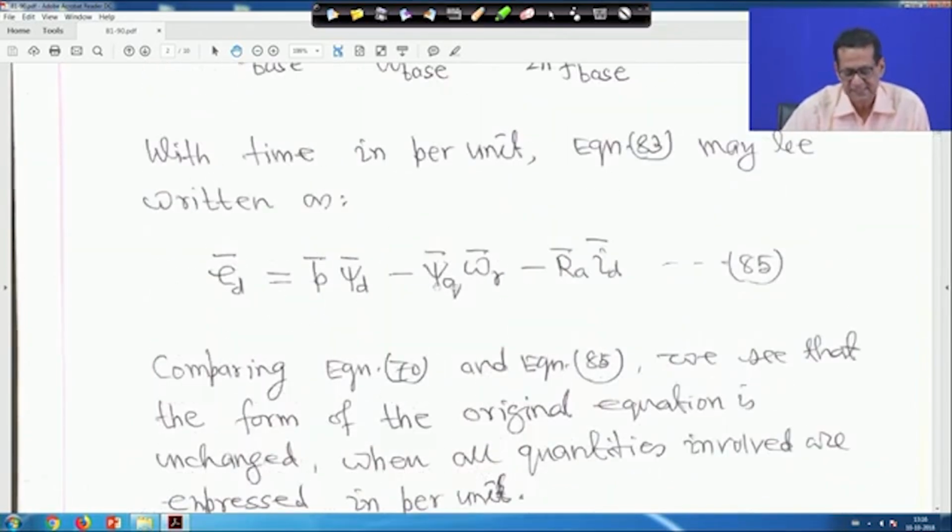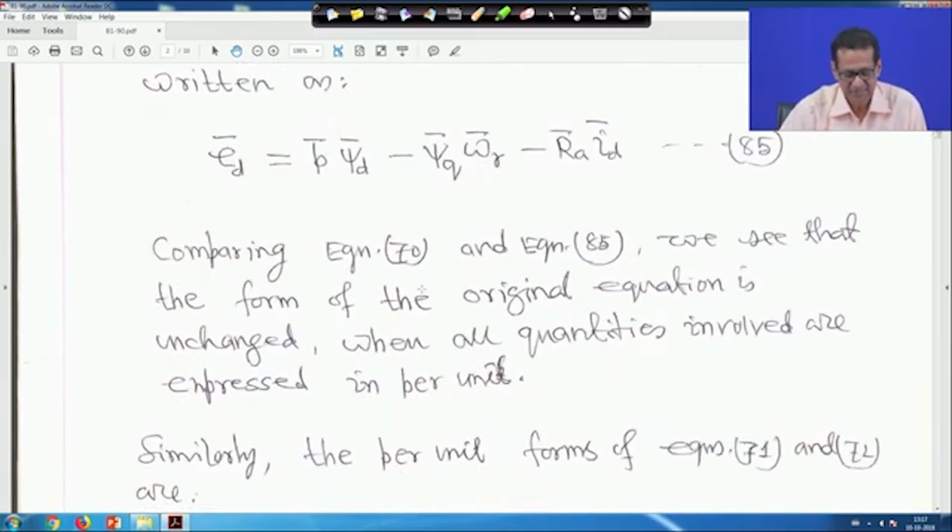In equation 70 also, Ed is equal to P psi d minus psi q omega r minus R a I d. In per unit also it is like that, right? So ultimately the equation is unchanged. Only in 70 you have to consider all the real exact values, and here they are dimensionless, that's all. Otherwise the expressions remain the same, right?